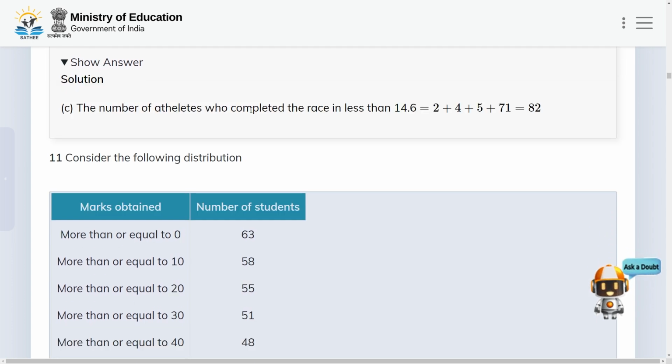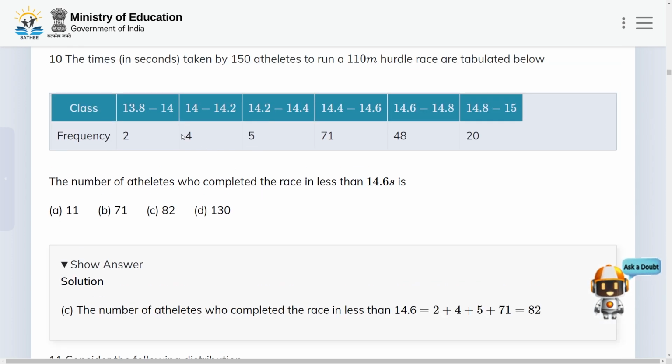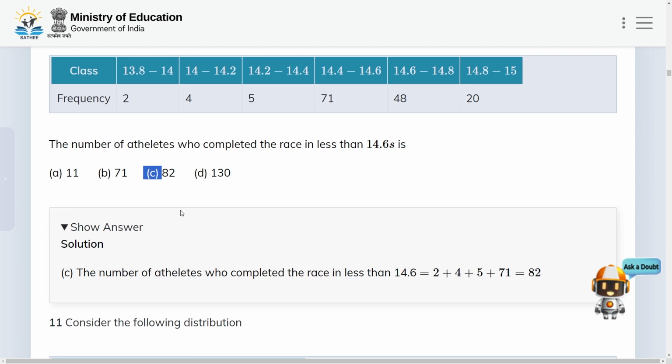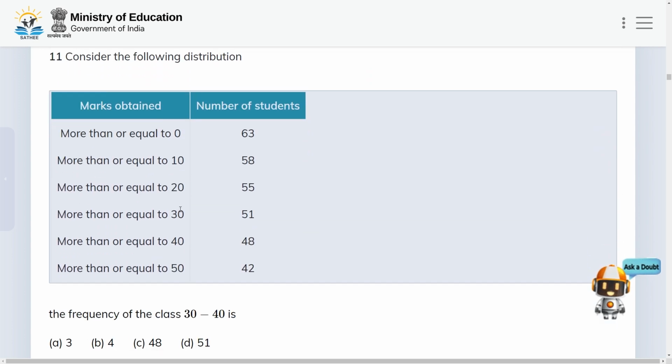The number of athletes who completed the race in less than 14.6 is equal to 2 plus 4 plus 5 plus 71, that is equal to 82. So the number of athletes who completed the race in less than 14.6 is 82. Here the correct answer is option number C. And now let us move to next problem.